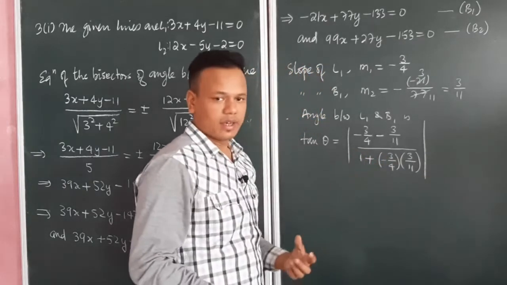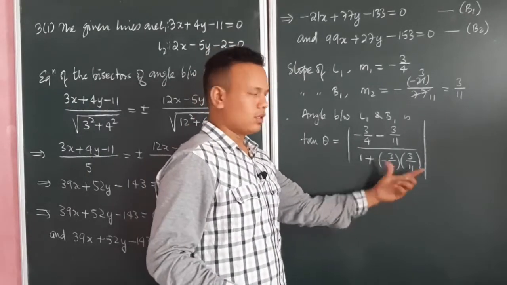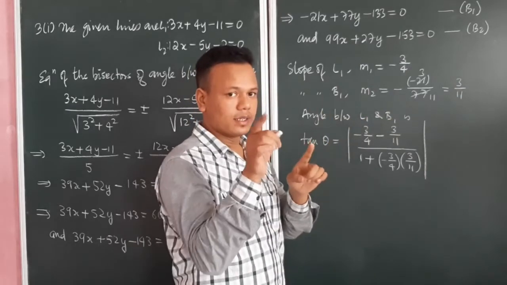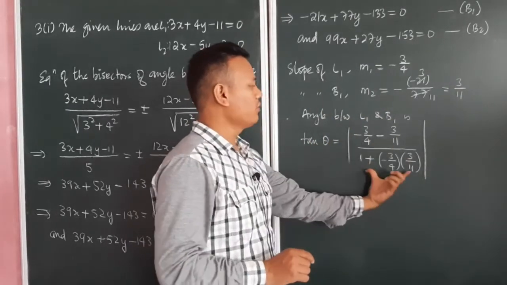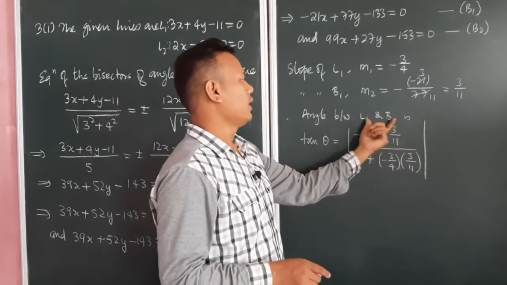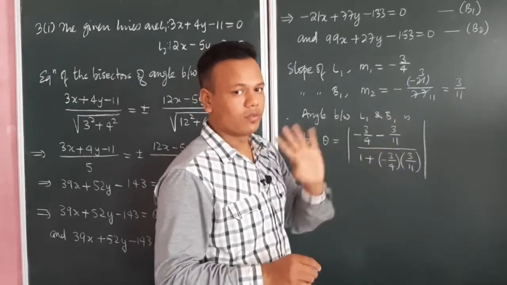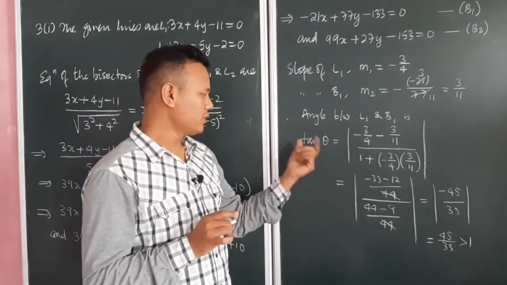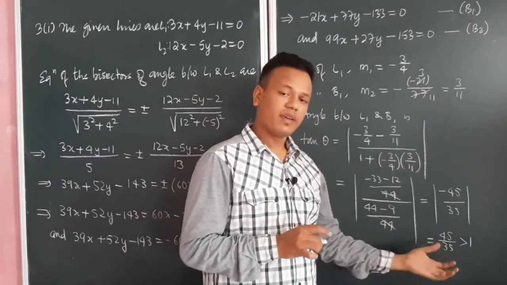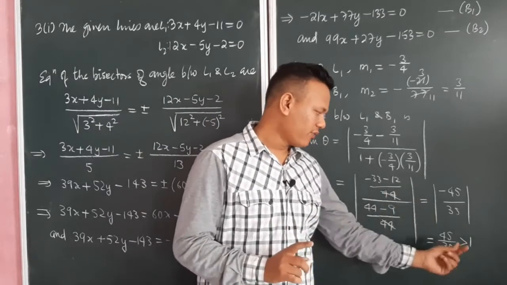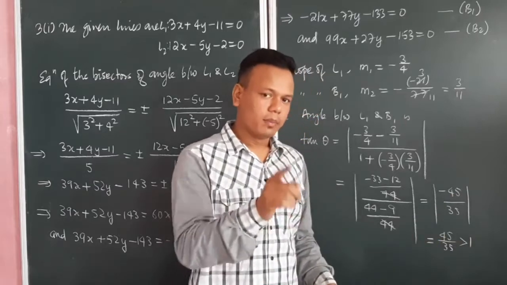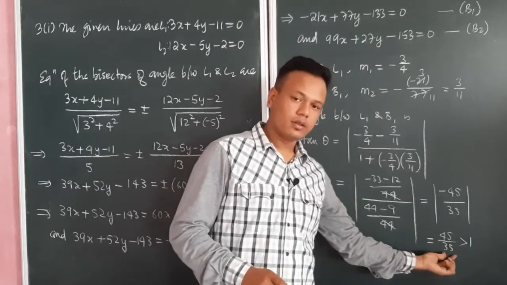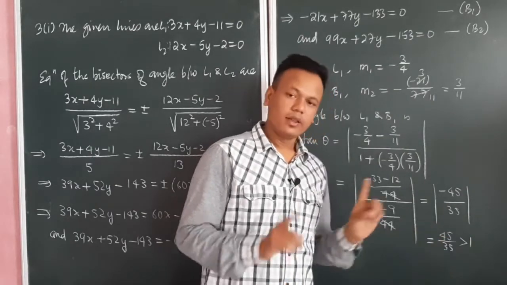Alright, so let's quickly evaluate this. If this whole thing turns out to be less than 1, then the angle between L1 and B1 is less than 45 degrees. But if this turns out to be greater than 1, then the angle between them is greater than 45 degrees. Let's see how much we get. After evaluation, I see that tan theta turns out to be 35 by 45. If you want to cancel, that's also okay, but I find that this is greater than 1. Remember, if your numerator is greater than the denominator, then the fraction is greater than 1.